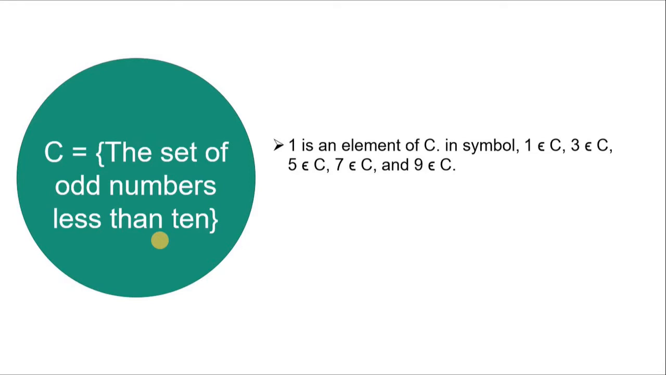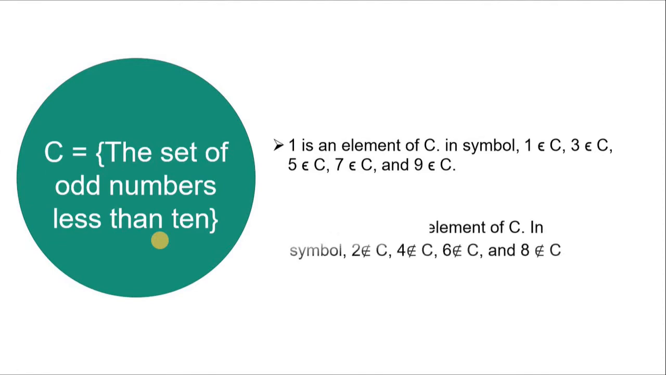So example, the set of odd numbers less than 10. So what are those numbers? We have 1 up to 10: 1, 3, 5, 7, and 9. Those are odd numbers less than 10. So we can say that 1 is an element of C. So in symbol, 1 ∈ C, 3 ∈ C, 5 ∈ C, 7 ∈ C, and 9 also is an element of C, which is the set of odd numbers less than 10. 4, 6, 8 is not an element of C. So in symbol, as you can see on your screen, that's the symbol for not an element.